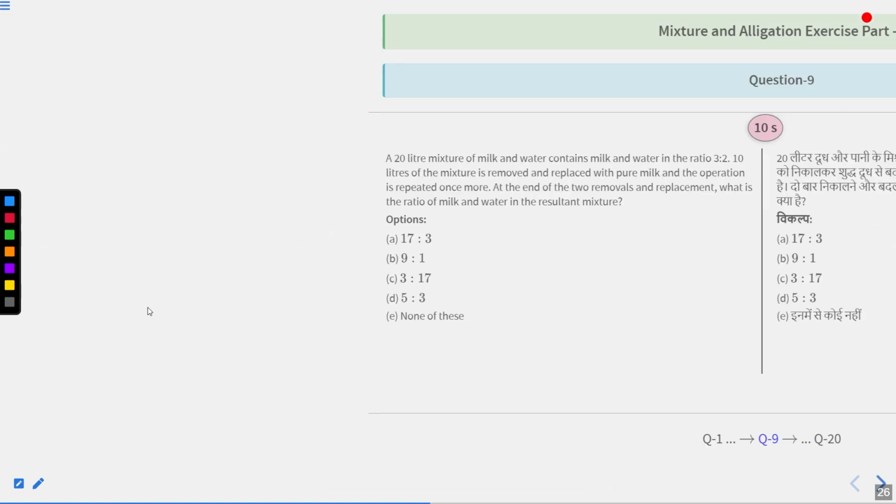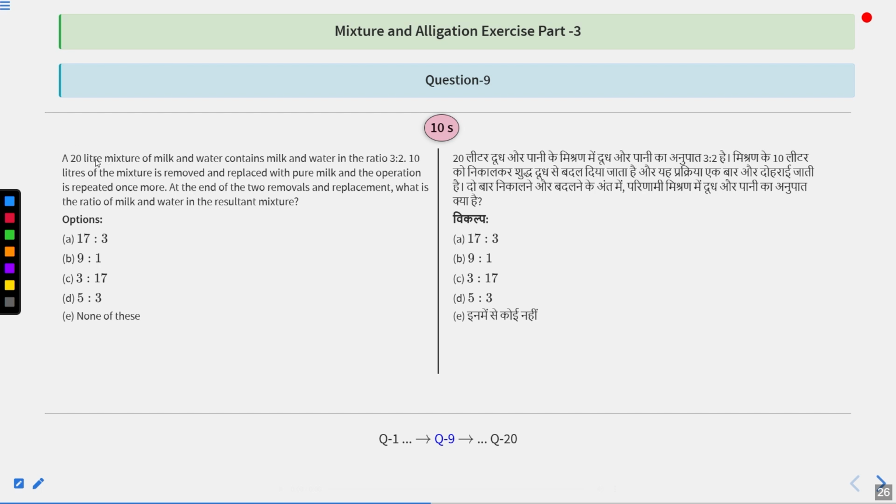Clear? Next one. A 20-liter mixture of milk and water contains milk and water in the ratio 3:2. 10 liters of the mixture is removed and replaced with pure milk, and the operation is repeated once more. At the end of 2 removals and replacements, what is the ratio of milk and water in the resultant mixture? You have 5 options and 10 seconds to analyze the question. Your time starts now.